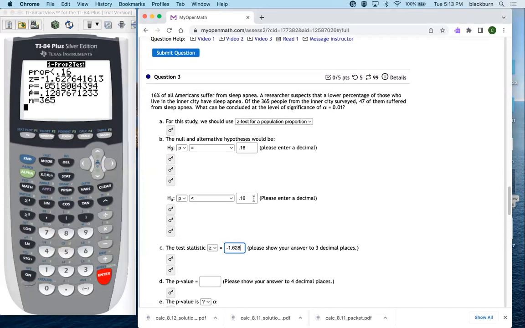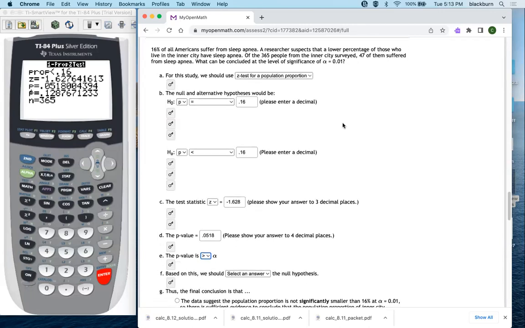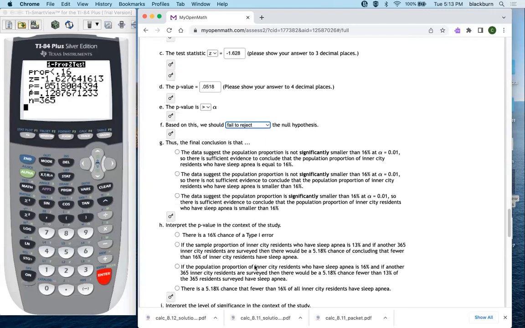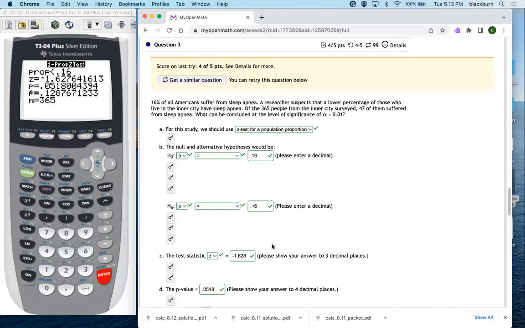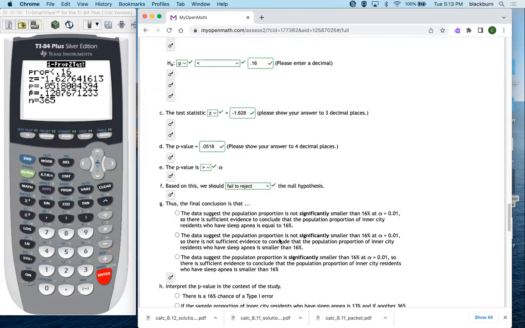And the P value is 0.0518. So the P value is definitely greater than the alpha value of 0.01. So based on this, we fail to reject, right? P is greater than alpha, we fail to reject. Okay, let's check all those, make sure we didn't mess it up somewhere. Looking good. So the final conclusion.